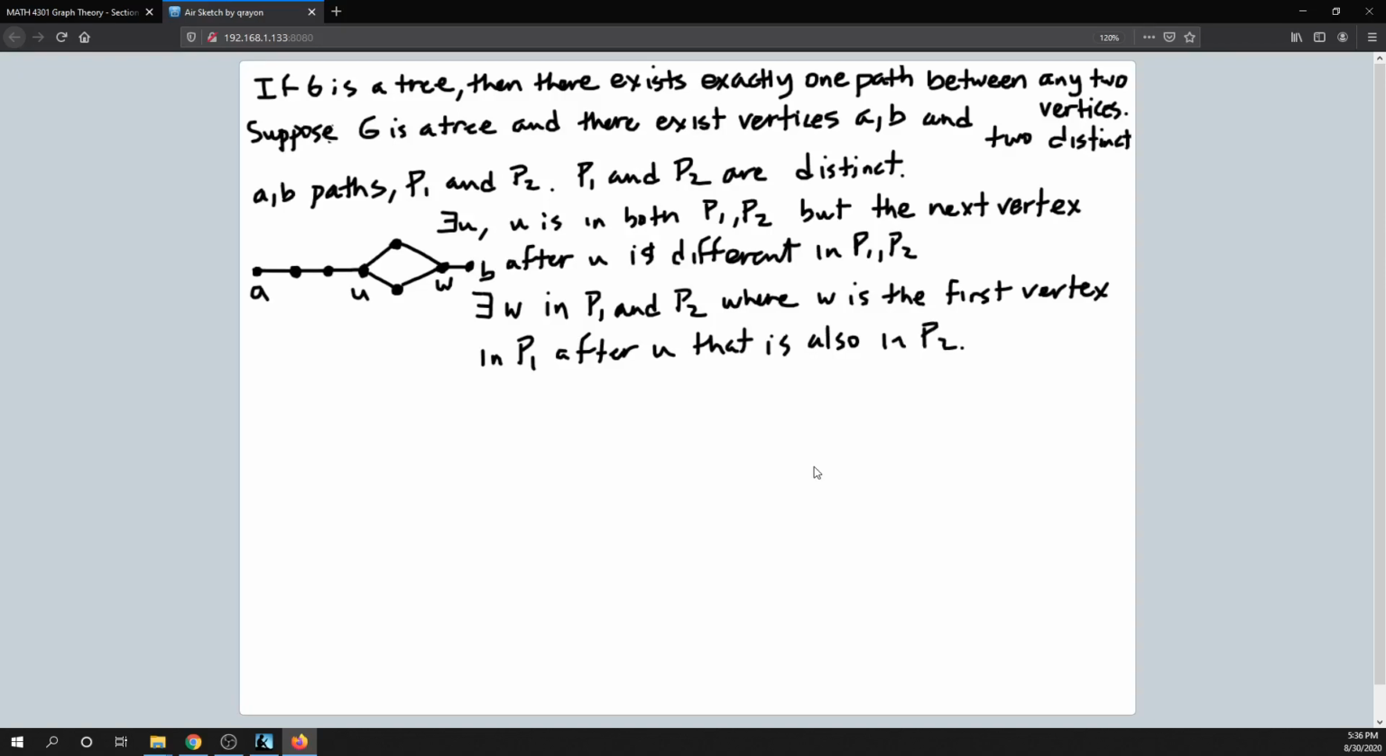So where they come back together. Okay? And so that's the idea. So basically, if you draw what P1 is going to look like, P1 would start at A, and then it would go along. And then somewhere along the line, after it starts off at A, it hits this vertex U. There are going to be some vertices that follow it.